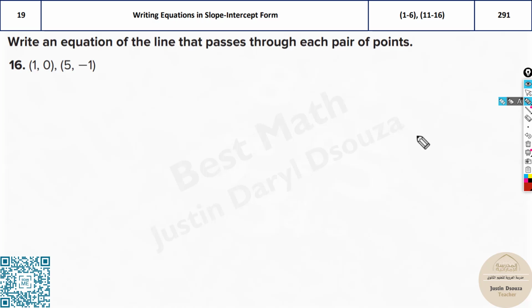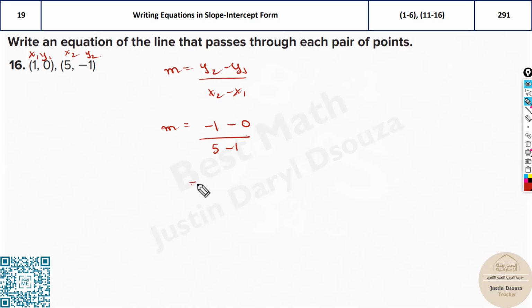And the last problem over here, I'll write it with all the details. This is x1, y1, x2, y2. And the slope formula is m is equal to y2 minus y1 divided by x2 minus x1. And what is m? M is equal to, what is y2? Minus 1 minus 0 divided by x2 is 5 minus 1. The answer over here will be minus 1 divided by 4, that is negative 1/4, negative 0.25.